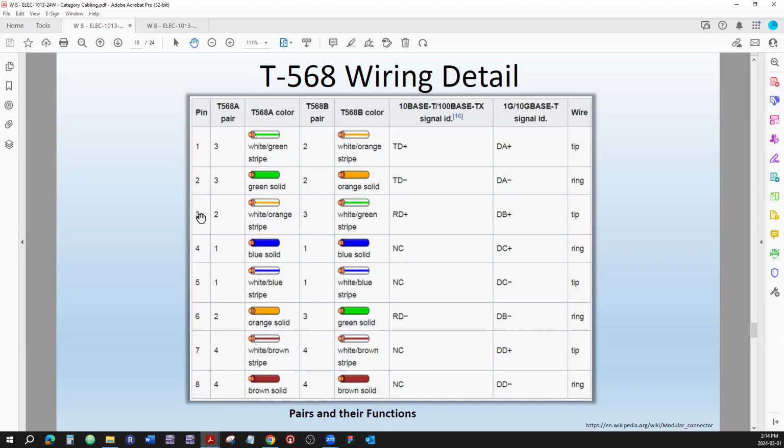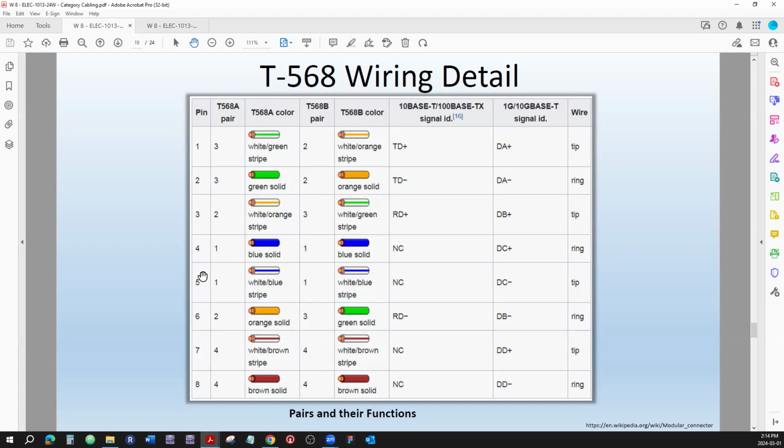And here are the pins 1, 2, 3, 4, 5, 6, 7, 8. And here are the pairs. First pair, blue. The blue takes the 2 middle prongs, 2 middle pins. Right in the middle, smack in the middle, is a blue pair. And this is how it is being installed, with the solid blue here and stripe, the group color over here.